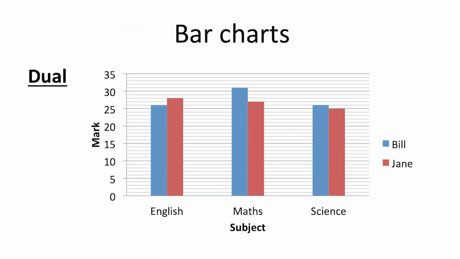Final bar chart we need to look at is a dual bar chart. Now, this is where, in this example, we can compare two different students' results across 3 subjects by plotting each individual's bar for certain subjects next to each other. The bars are of course the same width again, and there are gaps between the different subjects, but what a dual bar chart does is it allows us to compare between 2 or more people within a certain characteristic.